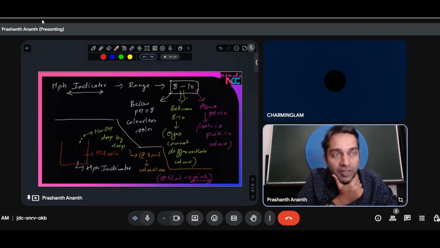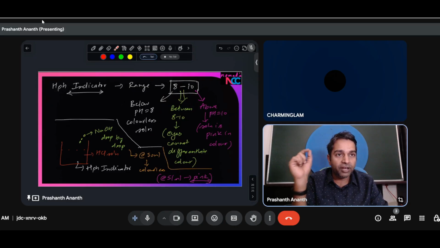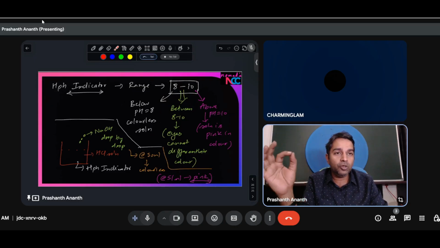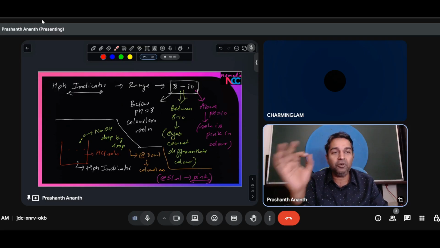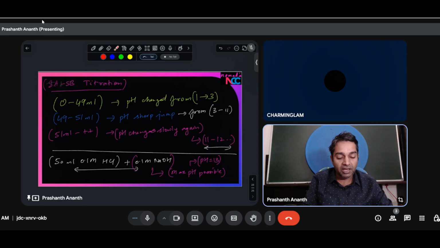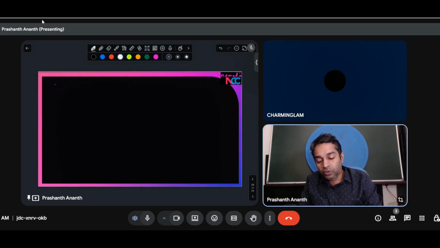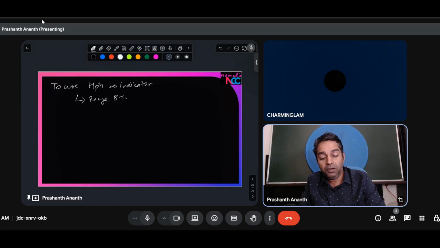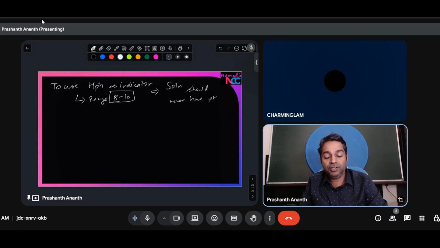So usually when I'm using phenolphthalein as an indicator, what should I make sure does not happen? I should make sure the solution is never going to have a pH between 8 to 10. So to use phenolphthalein as an indicator, what is the range? The range is 8 to 10. What must I absolutely do? The solution should never have a pH between 8 to 10.